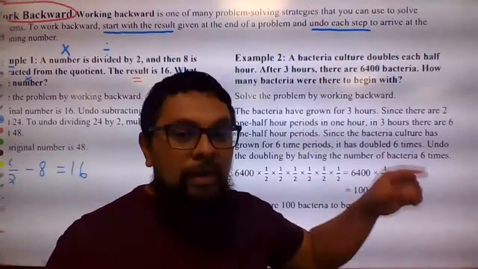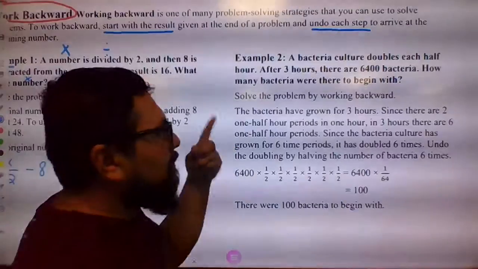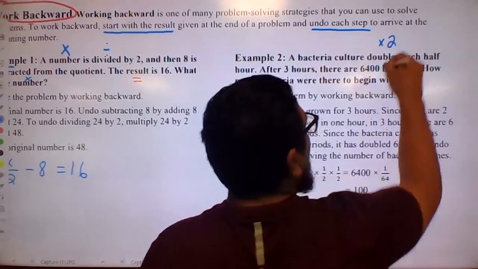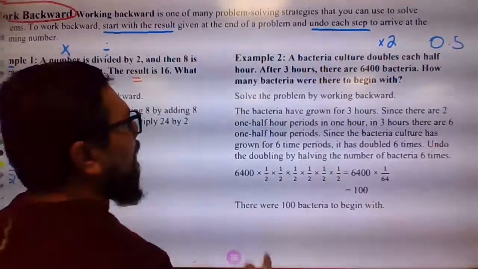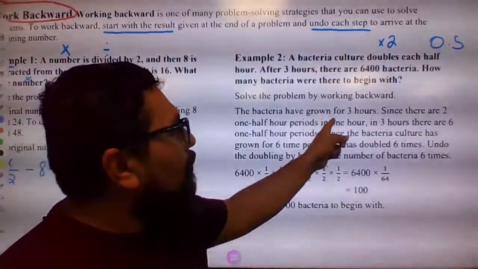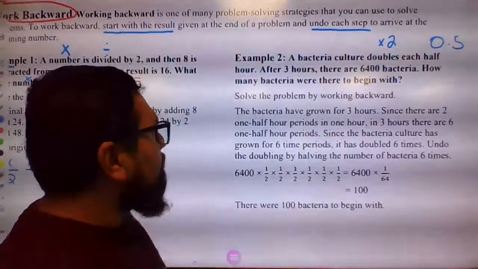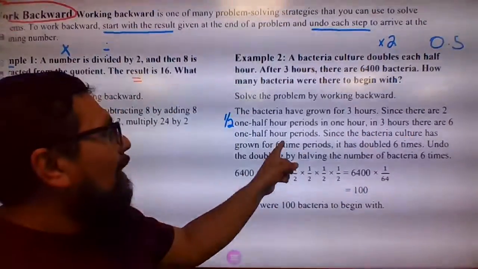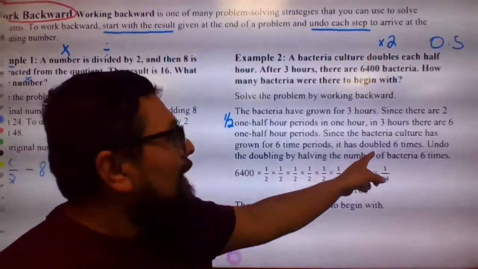So we solved the problem by working backwards. So the bacteria have grown for 3 hours. Yes, let's first highlight this. So double means that it was times 2. Each half hour, so this is 0.5. After 3 hours, there are 6,400 bacteria. How many bacteria were there to begin with? Okay, so the bacteria have grown for 3 hours. Since there are 2 half-hour periods in 1 hour, in 3 hours there are 6 half-hour periods. Since the bacterial culture has grown for 6 time periods, it has doubled 6 times.